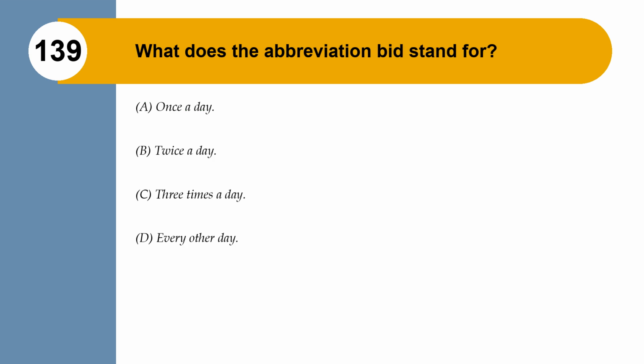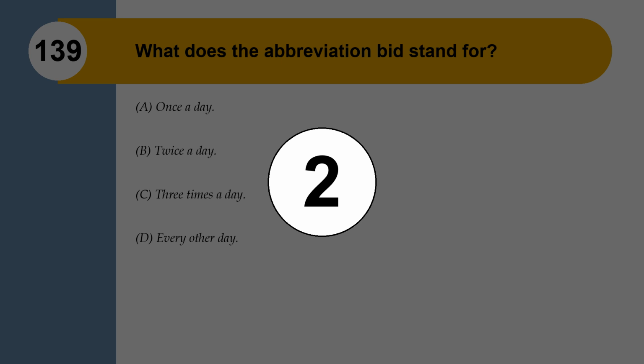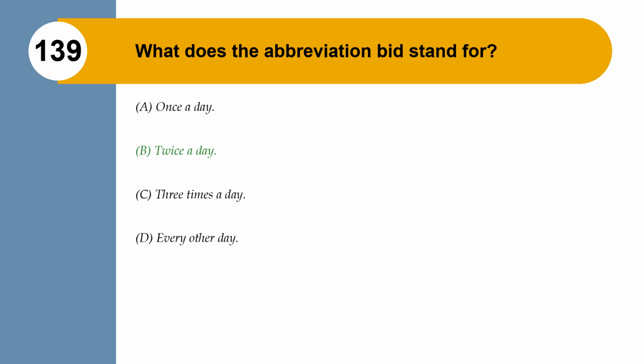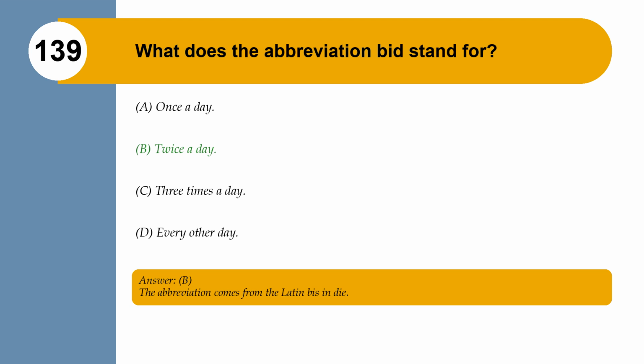Question 139. What does the abbreviation BID, twice daily, stand for? Option A, once a day. Option B, twice a day. Option C, 3 times a day. Option D, every other day. The correct answer is option B, twice a day. Explanation. The abbreviation comes from the Latin bis in die.